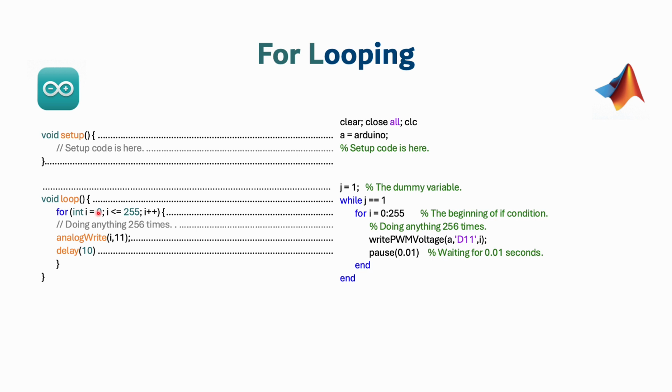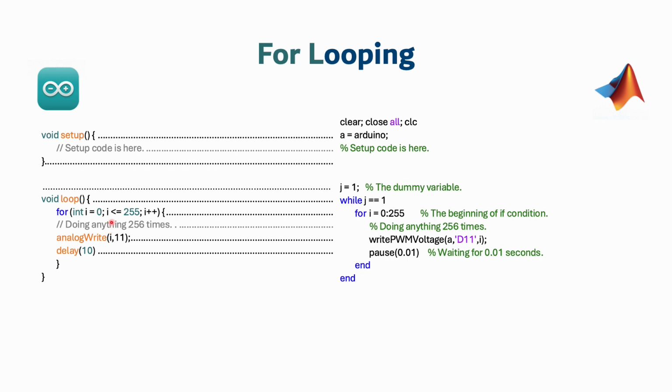Starting from 0 for the first loop, i is equal to 0, so analogWrite(11, 0). 0 means that the brightness of the LED is 0. Then we wait for 10 milliseconds. The Arduino will be running the second loop, which means that now i is equal to 1. So the Arduino turns on the LED, but with very low intensity because the value is just 1 over 255.